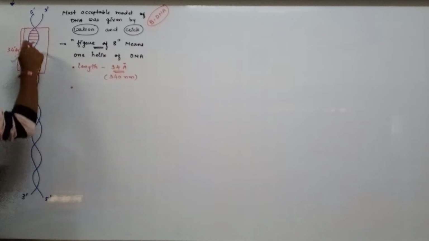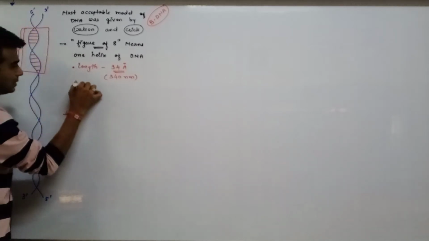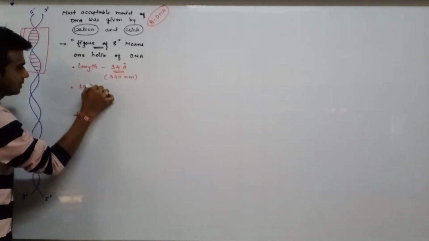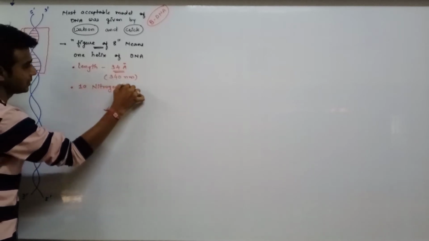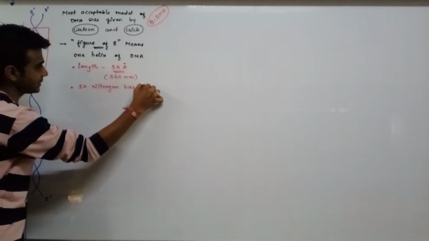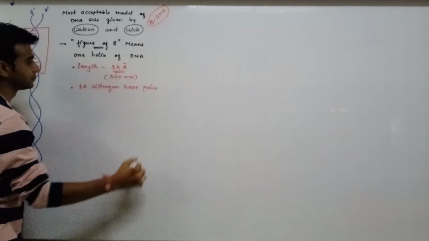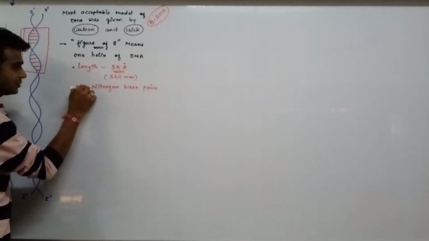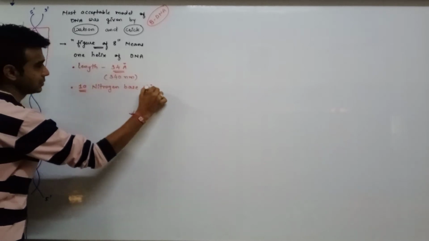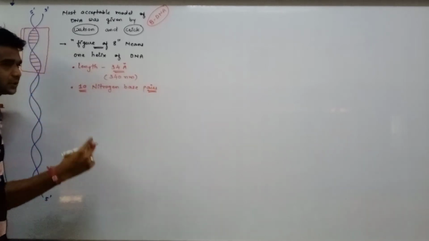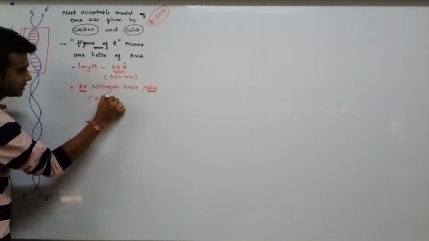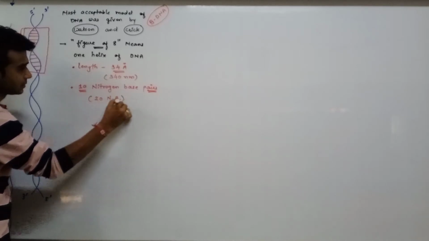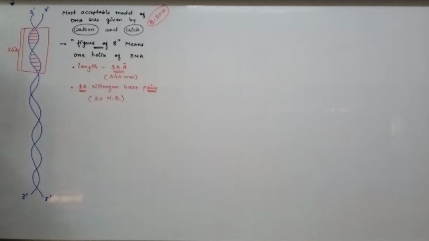So in one helix, 10 nitrogen base pairs are present. One pair means 2, so here 20 nitrogen bases are present. Both are also right.